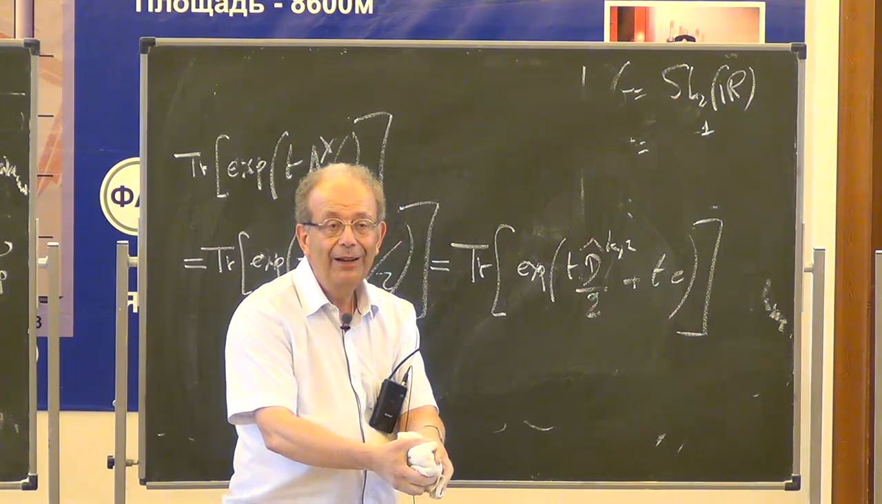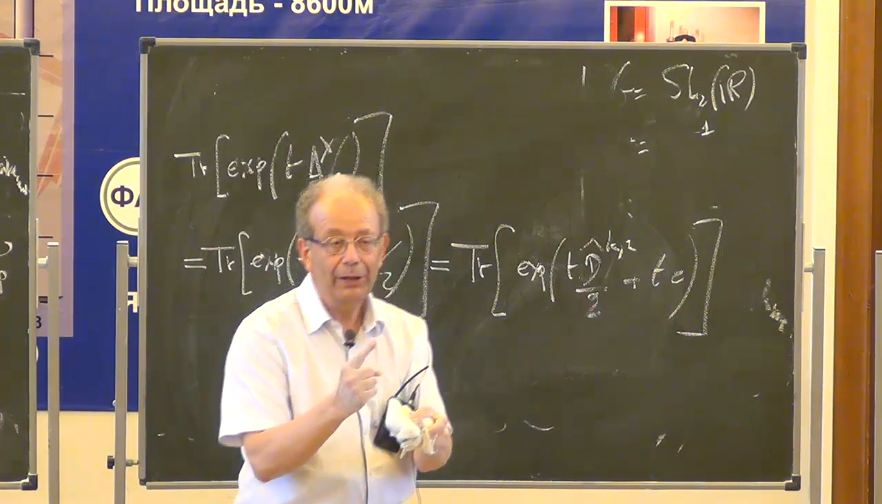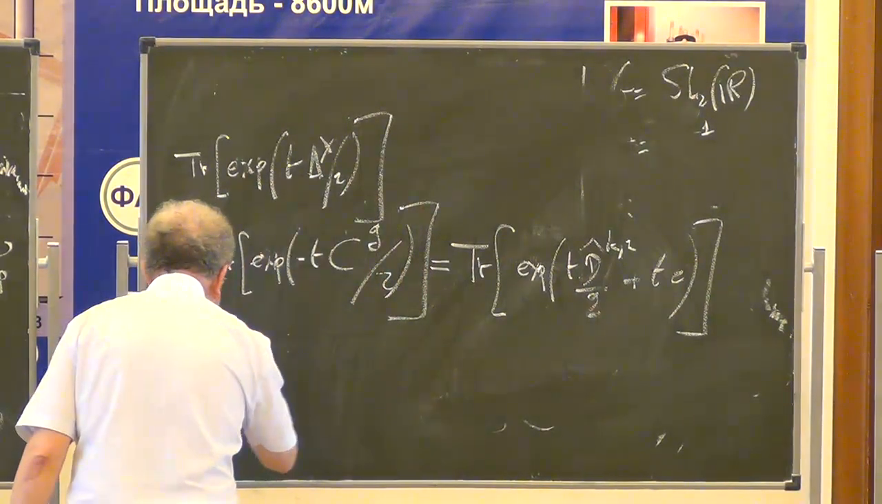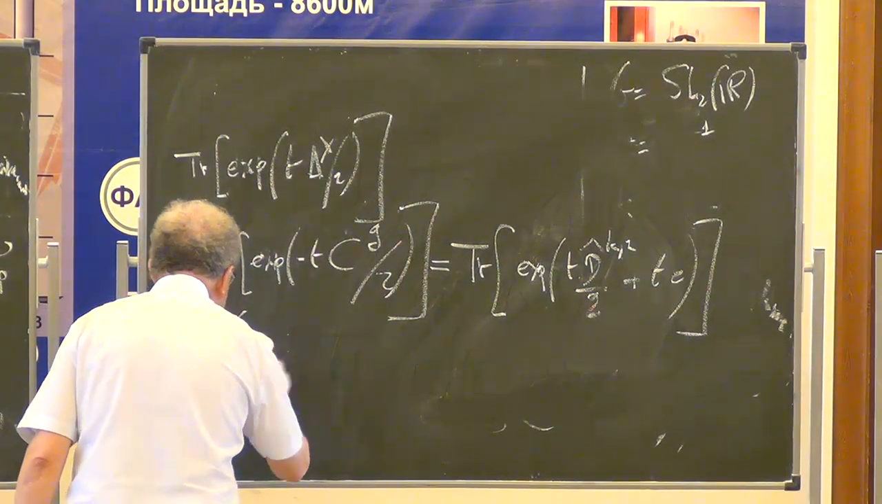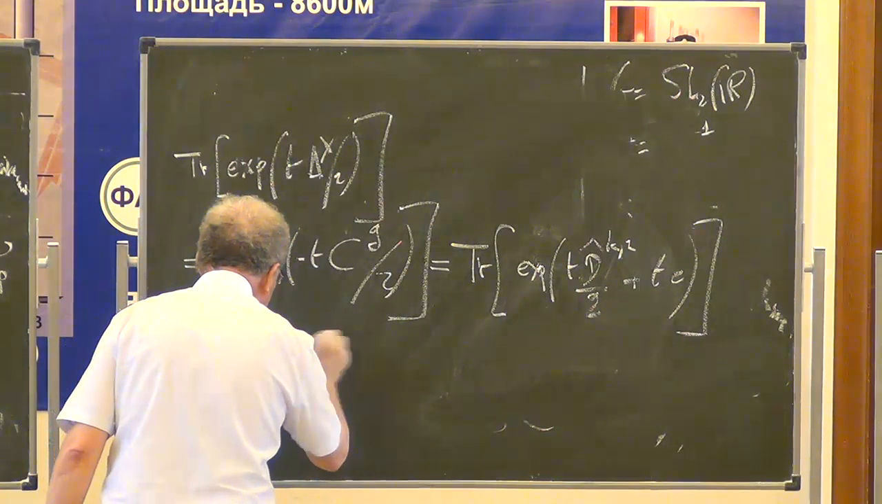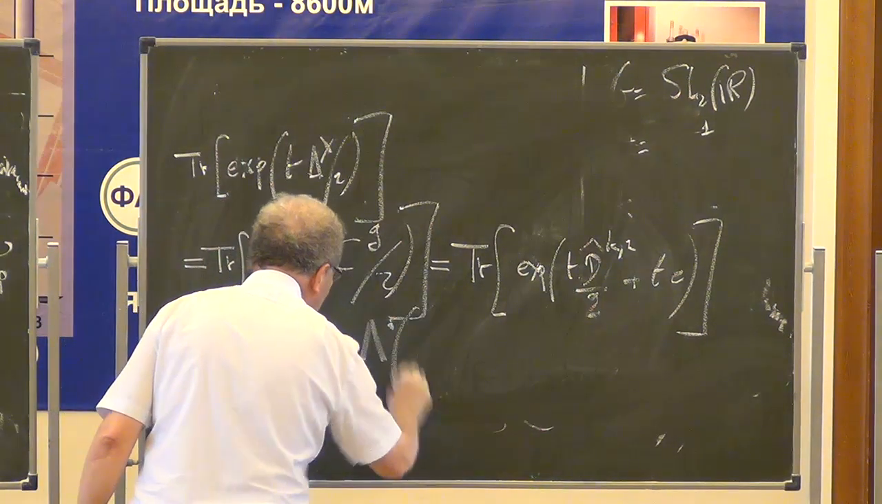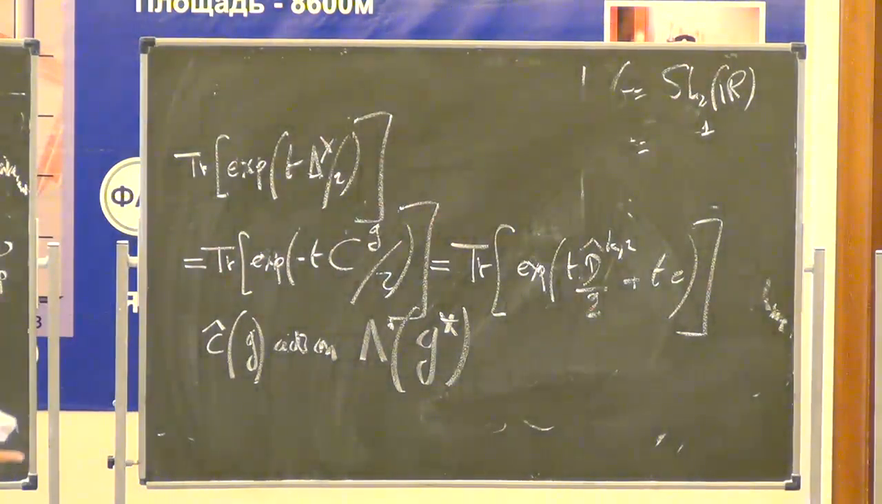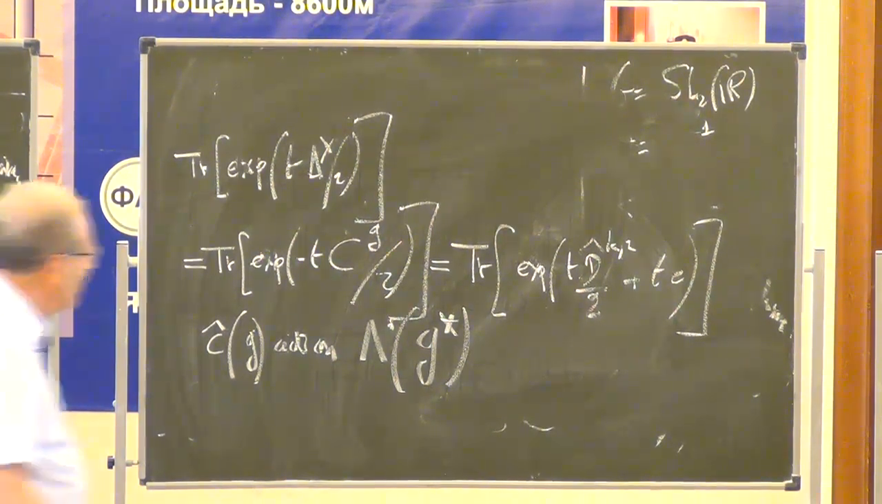So I'm stuck. But actually I'm not stuck, because what I'm going to say is that C hat J acts on the exterior algebra lambda of G star. So this is a general fact again. I explained that the exterior algebra is always a Clifford module.